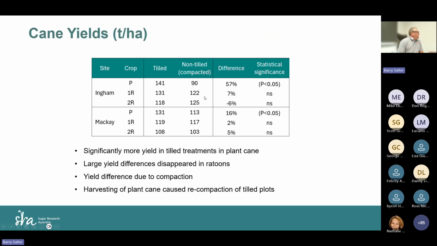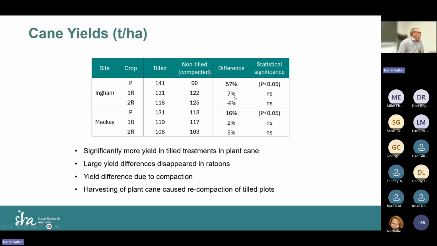What did this all mean in terms of cane yields at this site? Or at these sites? So at Ingham, in the plant cane, the tillage section was 141 tonnes to the hectare compared to 90 in the compacted beds, which was a 57% difference in terms of yield in the plant cane crop. Interestingly enough, once we got into the first ratoon and second ratoon, that big difference basically disappeared. It was definitely no longer statistically significant.